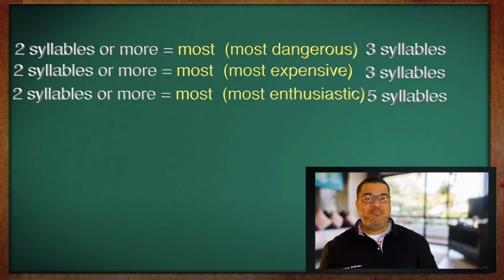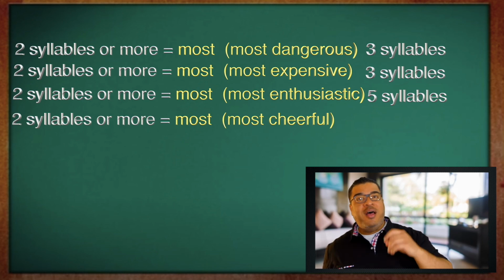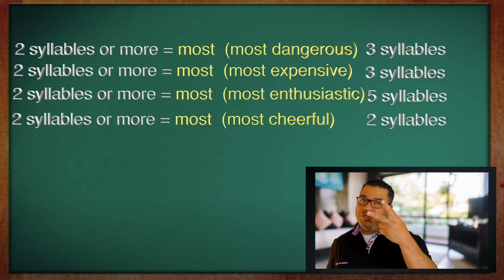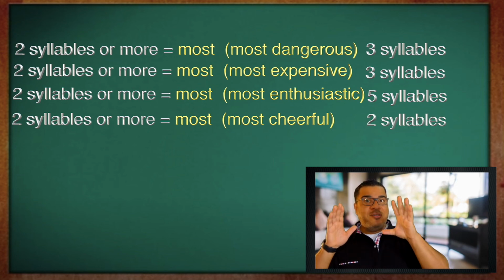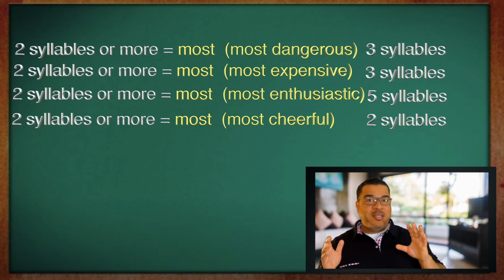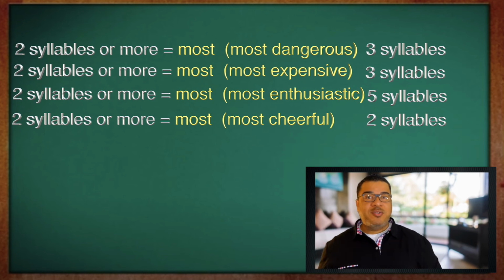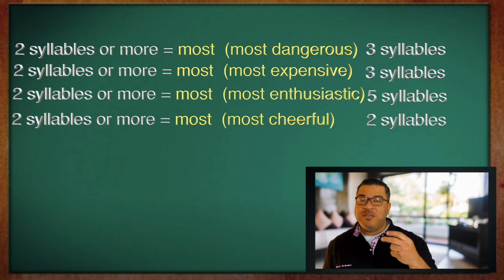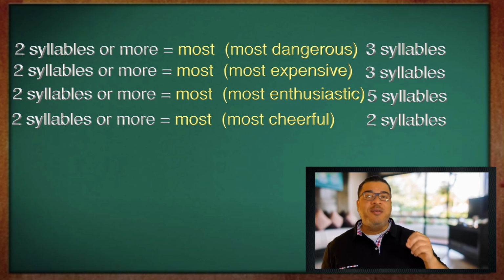And the last one, cheerful. How many syllables in cheerful? Cheerful. Just 2. So the last point, point number 4, that you need to know when using superlatives, if an adjective or an adverb has more than 2 syllables, you have to use most.